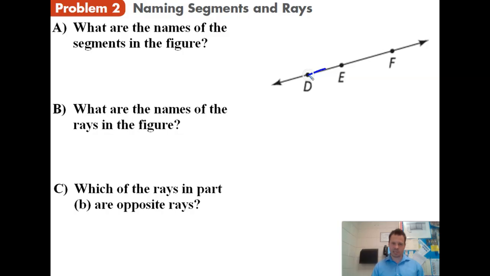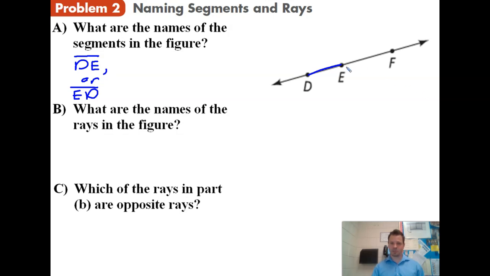First one I see is DE, everything between D and E. So we'll say capital D, capital E with a segment symbol on top, no arrows. Now again, I can name these segments in either order. So I could also say ED. That would mean the same thing. You don't need to name them every way possible. You just need to name them all once. Either of those would work.